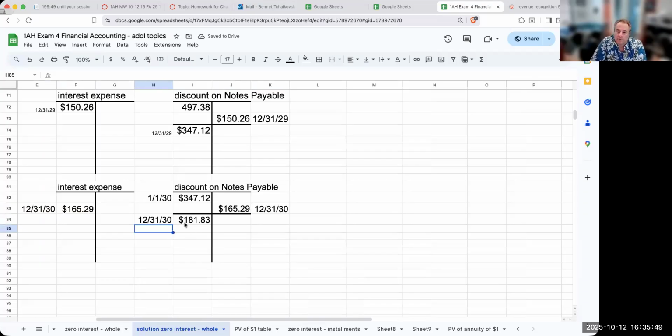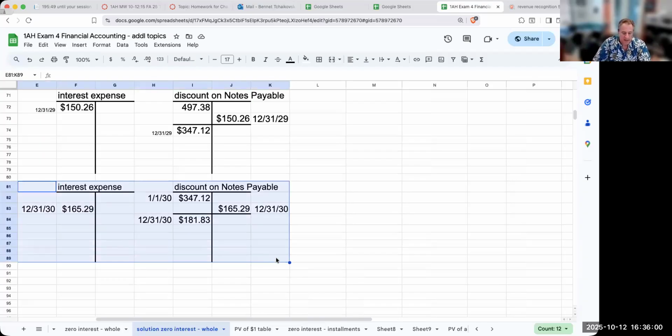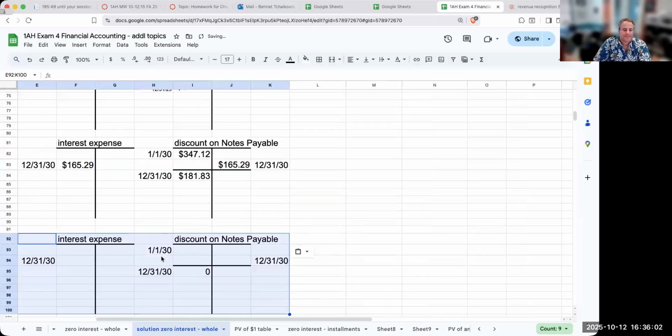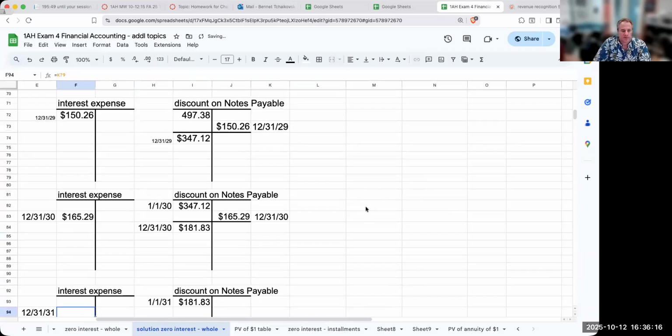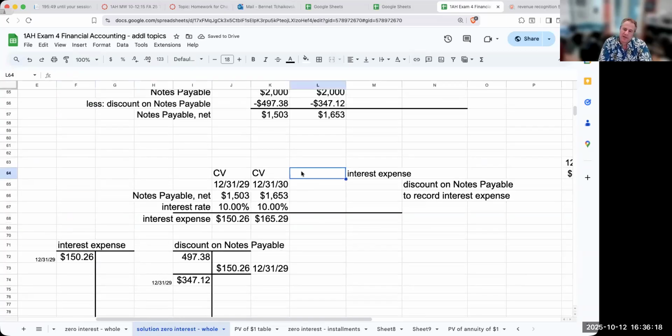Now, this is the big year because we're going to be paying this off. So when we do this last year, I like to do it in two components. I want to recognize the interest expense first. So let's go ahead and pull this down. So my balance on 1/1/31 is going to be 181.83. And I'm now going to have to record my interest expense. Let's go through and see how we do this.